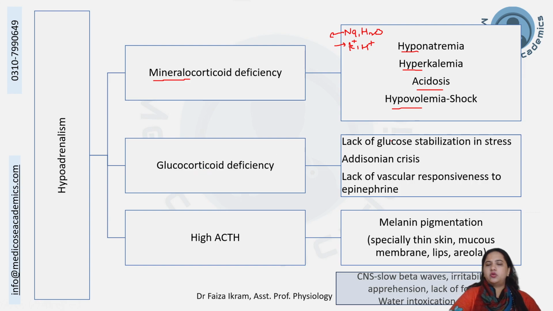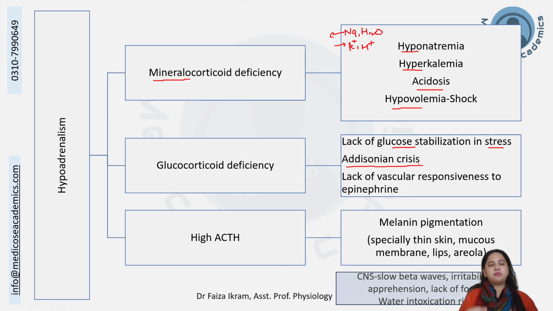Glucocorticoids' role was to stabilize glucose at the time of stress. If it is not there at the time of stress, there is a surgery, trauma, road traffic accident, an emotional stress, any type of stress the patient experiences, and there is no stabilization of blood glucose level. And that can lead to hypoglycemia, hypovolemic shock, and this is what we call Addisonian crisis.